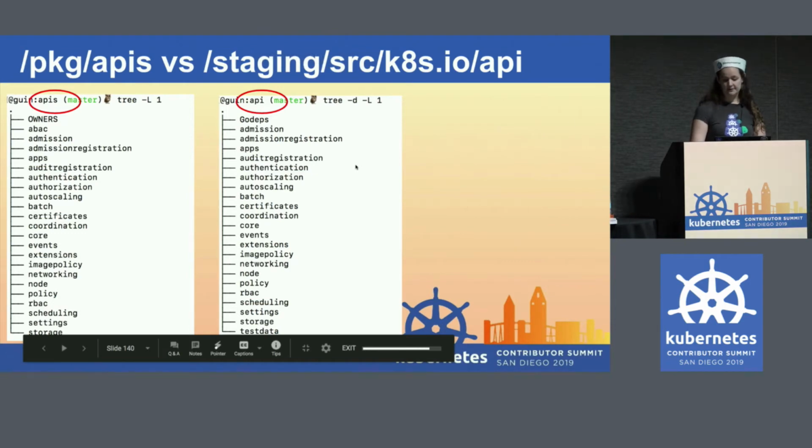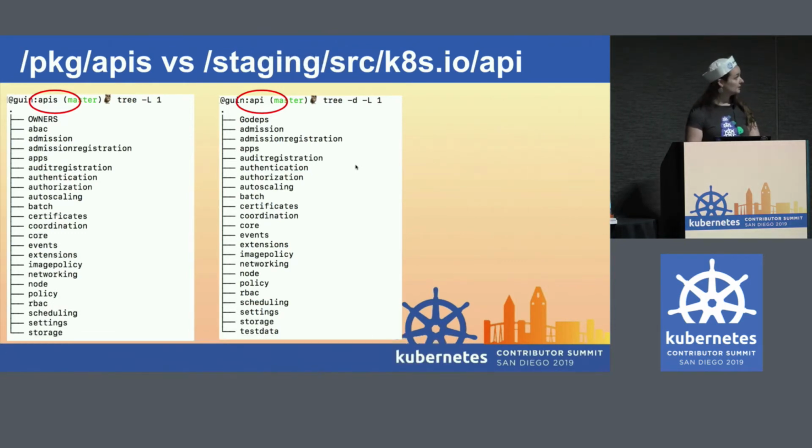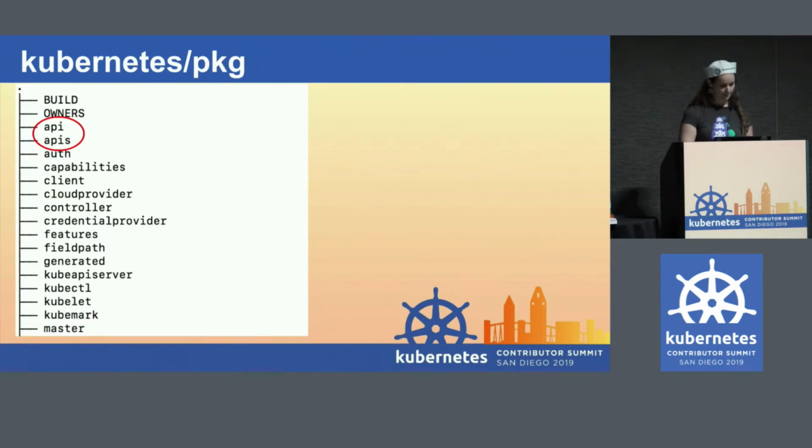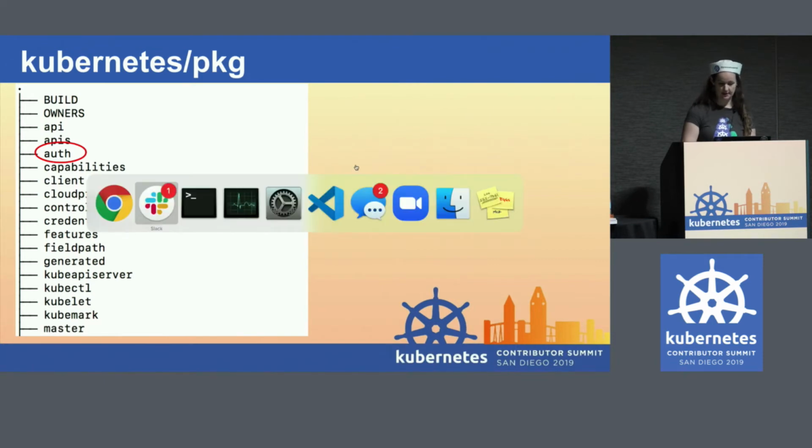So if you look at the file structure next to each other, you will see that the package APIs looks very, very similar to the API folder. But if you're confused because of the naming, this is why. Okay, we've done that. We covered that. Let's look into a couple more other things.